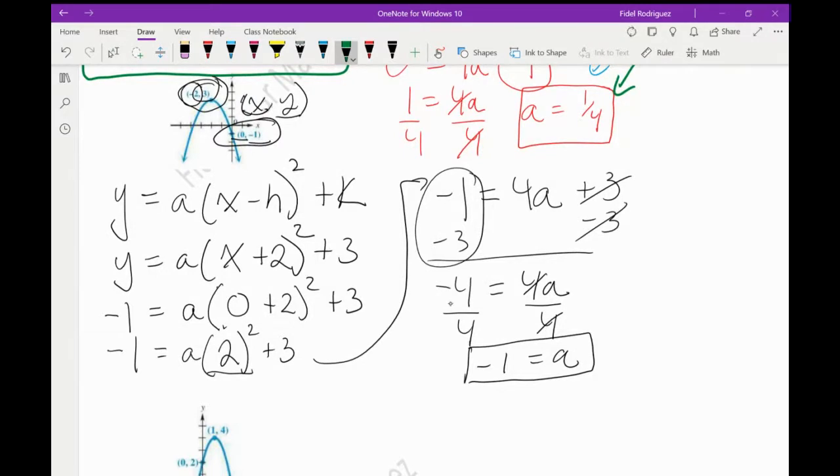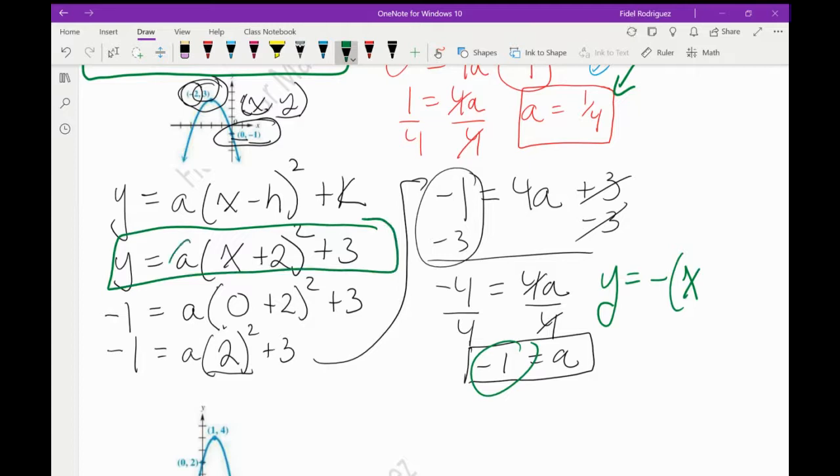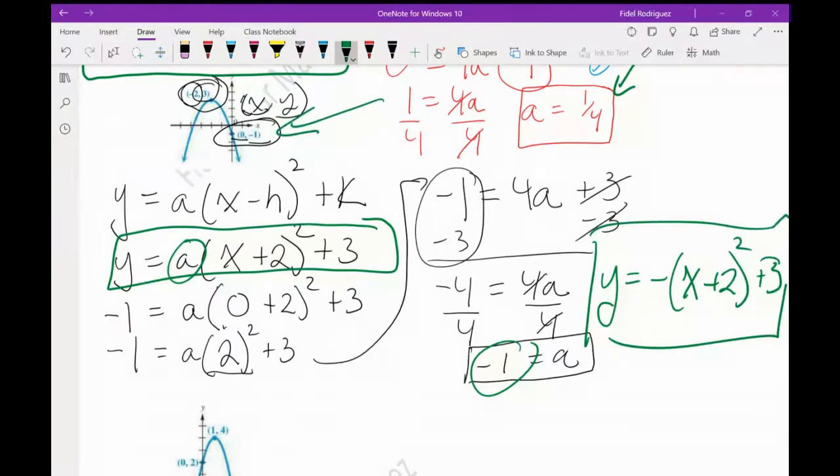Okay, so my equation is going to look like this. Y equals A, which is -1, so I'm just going to put a negative, times x plus 2, we already have it right here. So all I'm doing is just using this part right here, and I'm just filling in the A. Plus 2 squared plus 3. Notice the graph that we had, guys, that graph was opening down. And if you notice, our number A was negative.